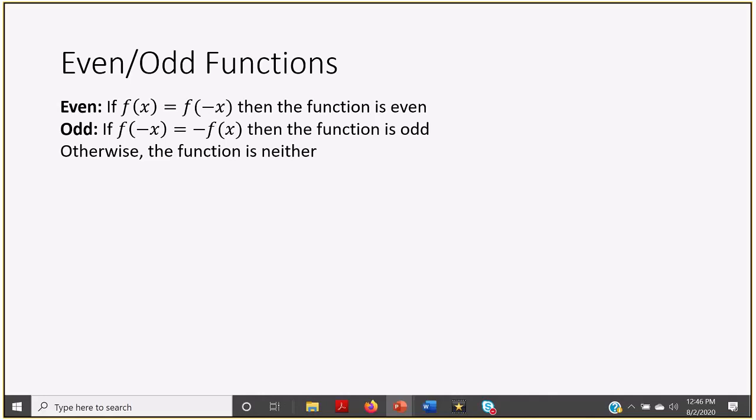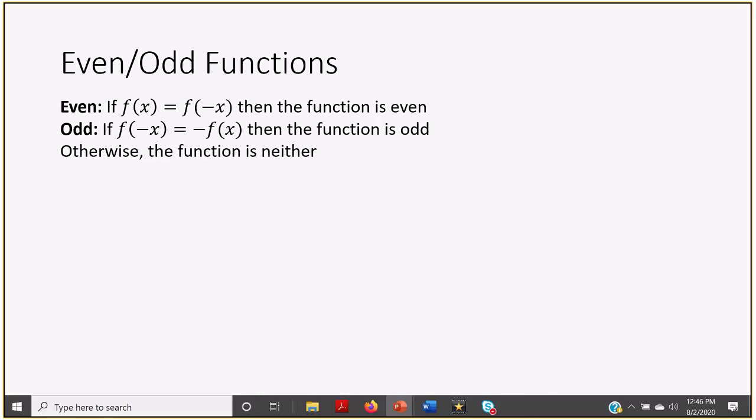So again, first step would be to find f of negative x, simplify. And then what I would do is I would multiply my original function by negative 1. I would get negative f of x. If those two match, then I have an odd function, and otherwise the function is neither.